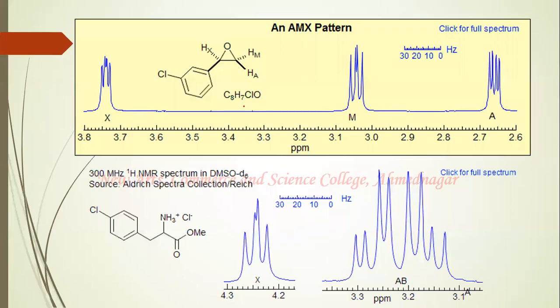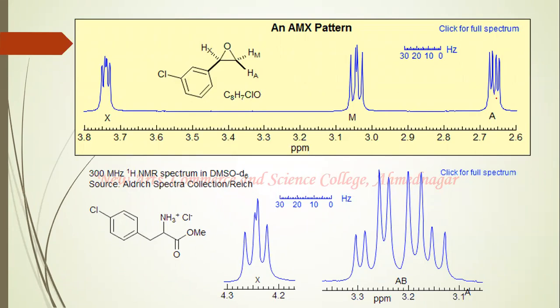Hello students, in the previous lecture we have seen these examples of AMX and ABX spin systems. In the case of this AMX spin system, the three protons which couple with one another have sufficient difference in their chemical shift values. We can see the signals are far away from one another, or well separated from one another, but the coupling constant values make the shapes different.